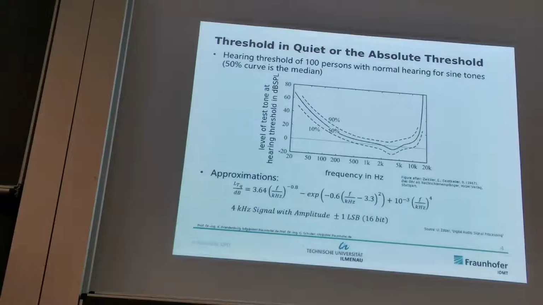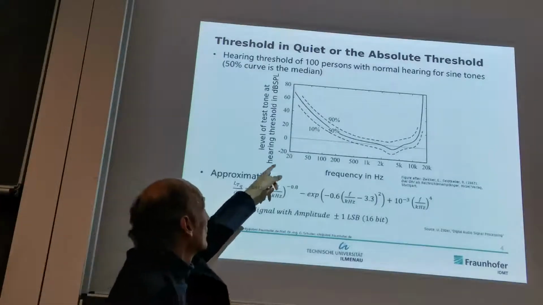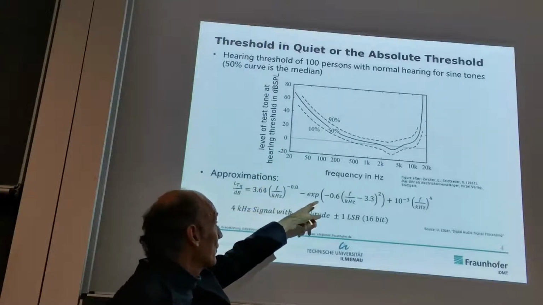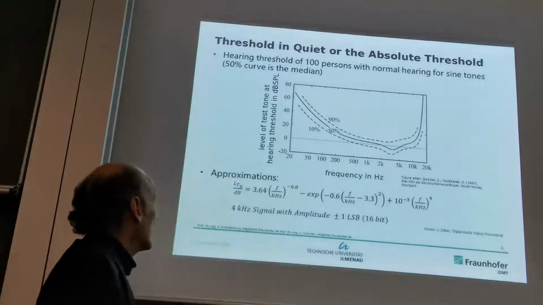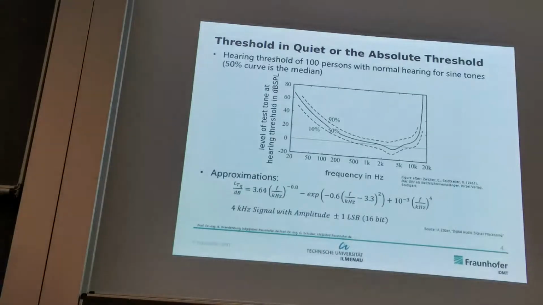Here the unit, vertically you have the level in dB, and then you have frequencies in kilohertz. And that's pretty much it. You have the formula where you put in frequency in kilohertz and you get the threshold in dB.